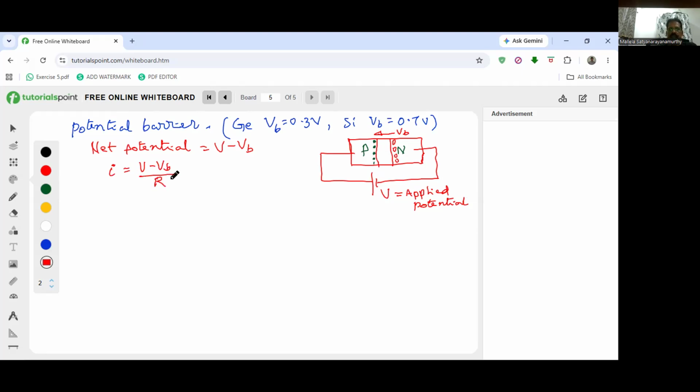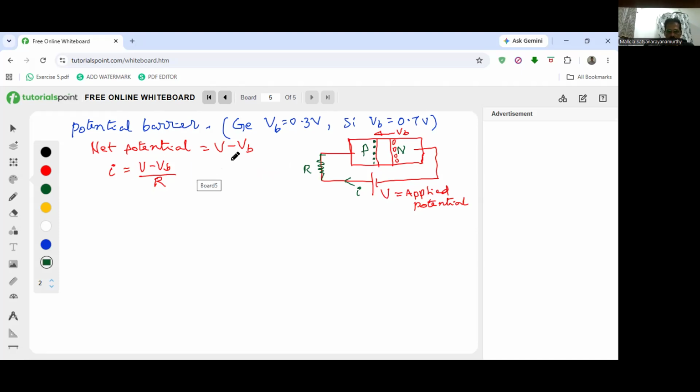So if a resistance is given in the circuit and they ask what is the current flowing in the circuit, for the formula of current you should not take this V. You have to take V minus VB for calculating the current. This type of problem is given in the NEET examination.